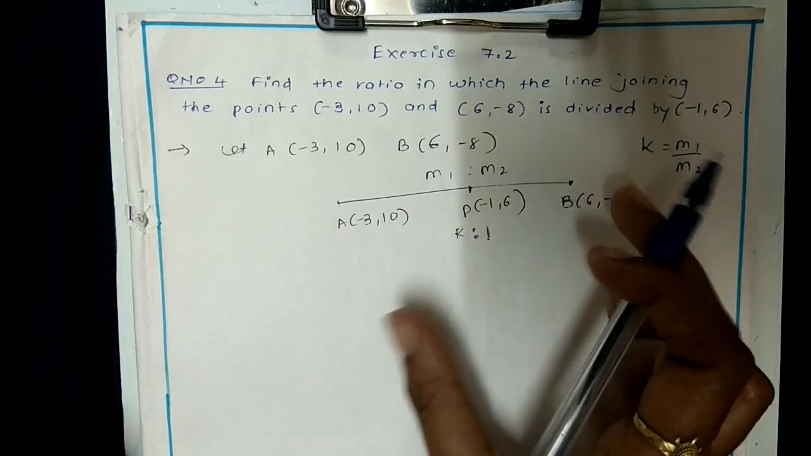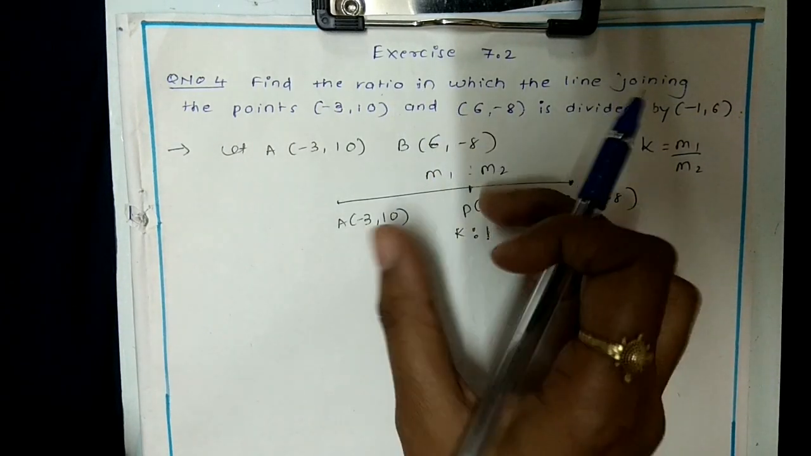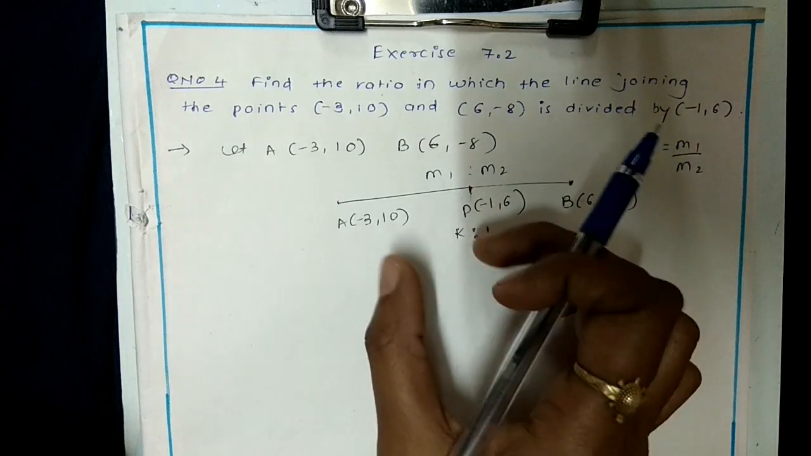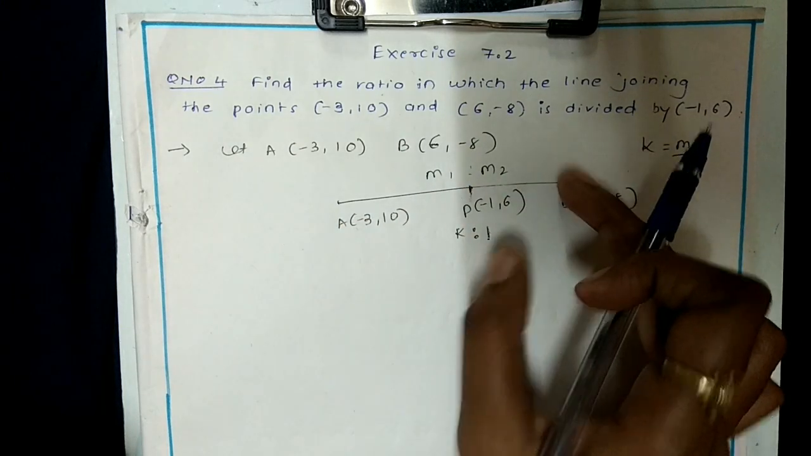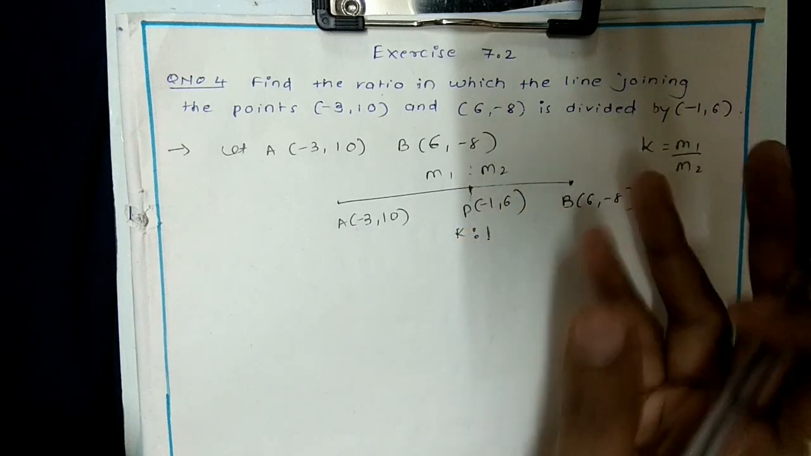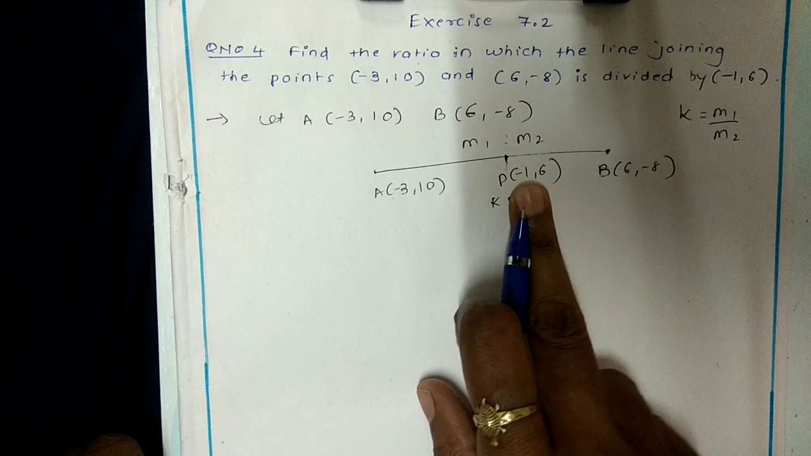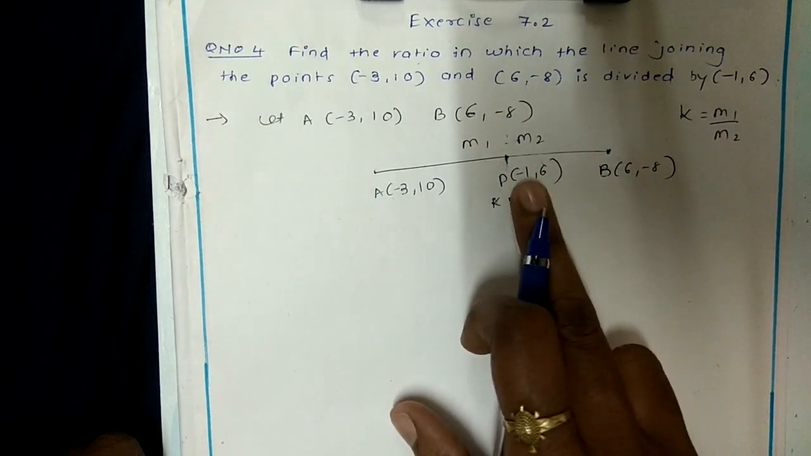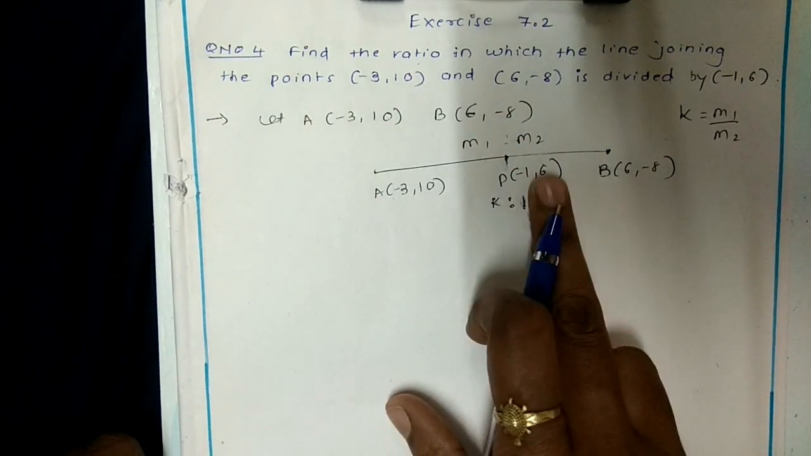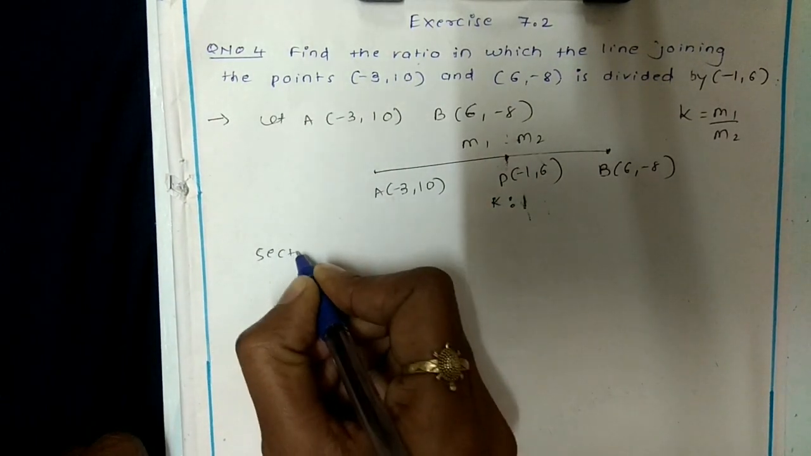Here also you have to use the section formula, because how are the ratios formed? By the point of division, which is dividing this line into two parts. It means you have to use the section formula, which has an x coordinate and a y coordinate. So let us write the section formula first.